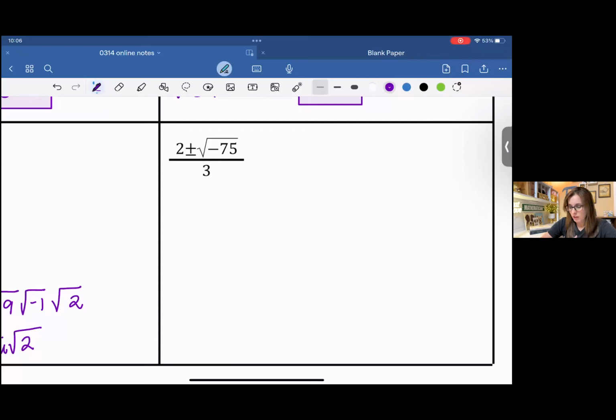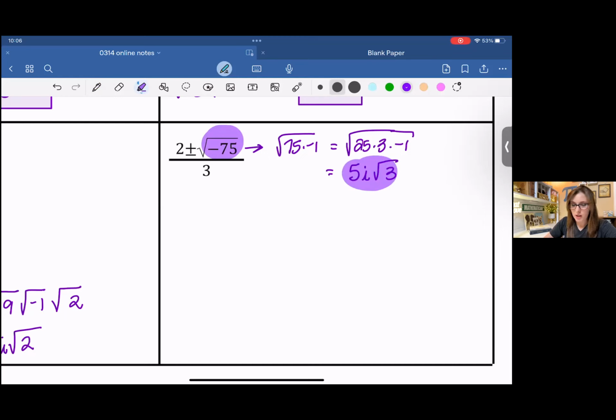The square root of -75, we can simplify that specifically times -1. That's 25 times 3 times -1. That got messy. I'll fix that. There we go. 25. So that's going to be 5I square root 3. Square root of 25 is 5. Square root of -1 is I. 3 is prime, stays under. So square root -75 simplifies to this. And we have 2 plus or minus 5I root 3 over 3.